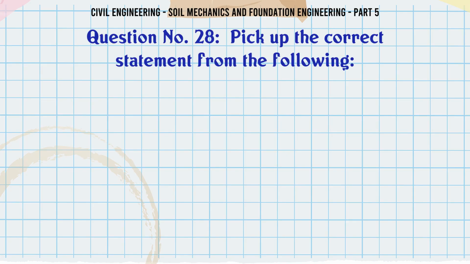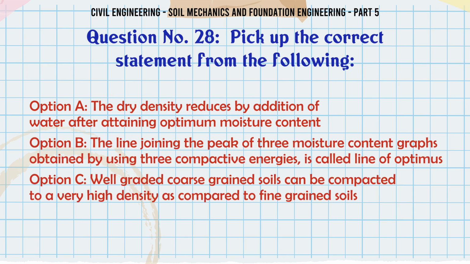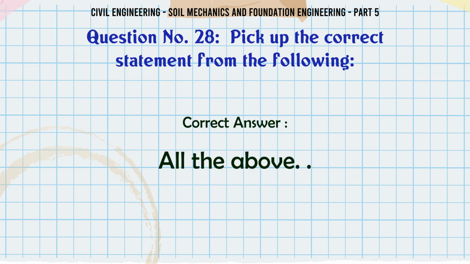Pick up the correct statement from the following. A. The dry density reduces by addition of water after attaining optimum moisture content. B. The line joining the peak of 3 moisture content graphs obtained by using 3 compactive energies is called line of optimums. C. Well-graded coarse-grained soils can be compacted to a very high density as compared to fine-grained soils. D. All the above. The correct answer is all the above.